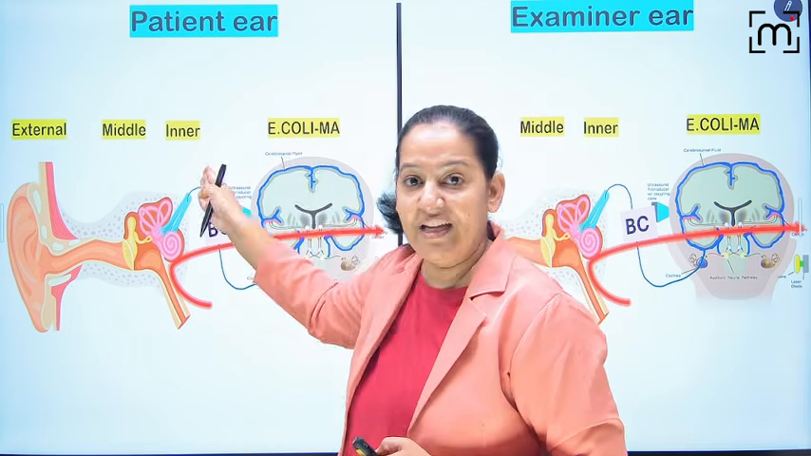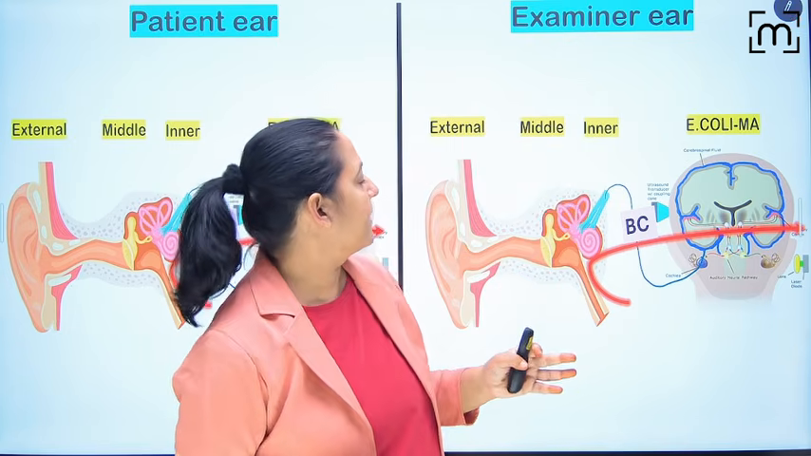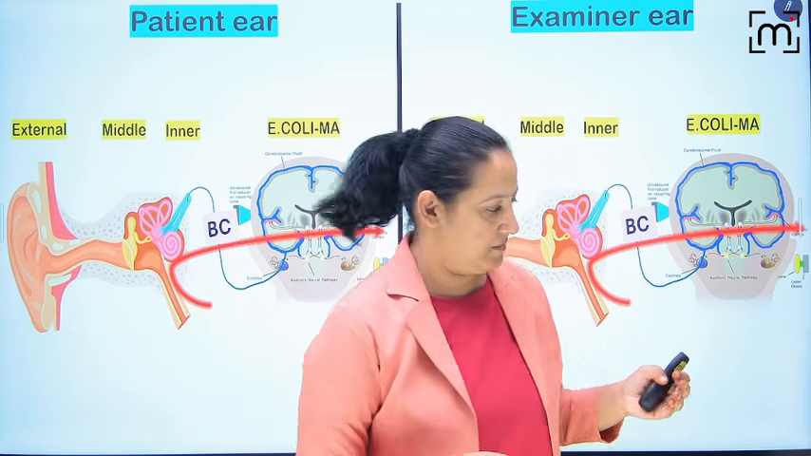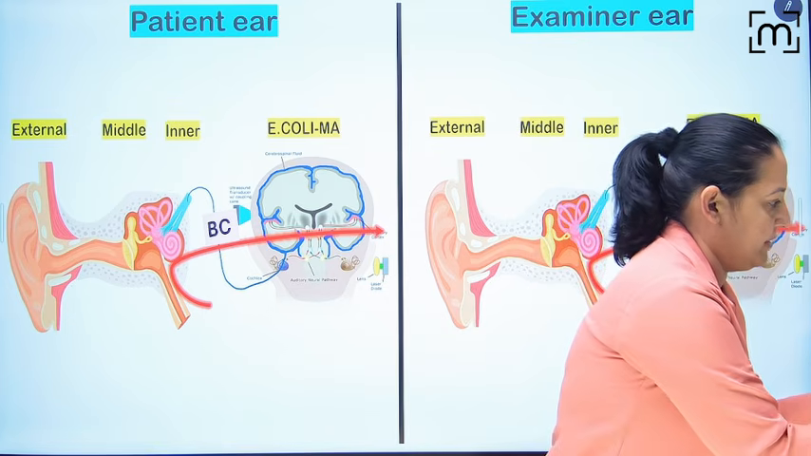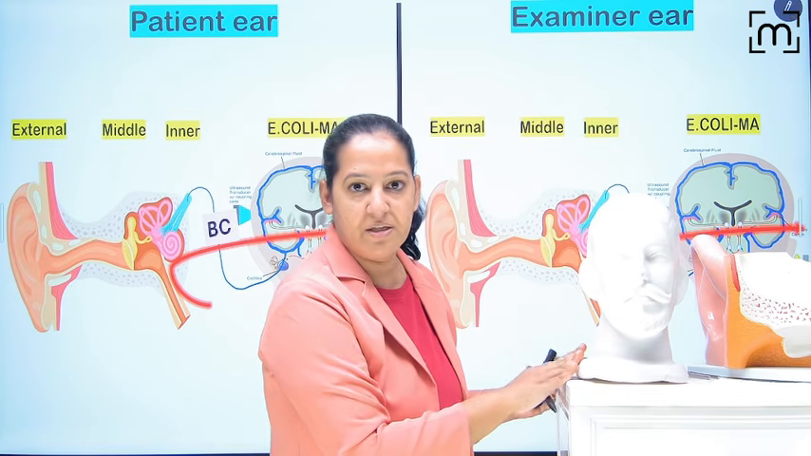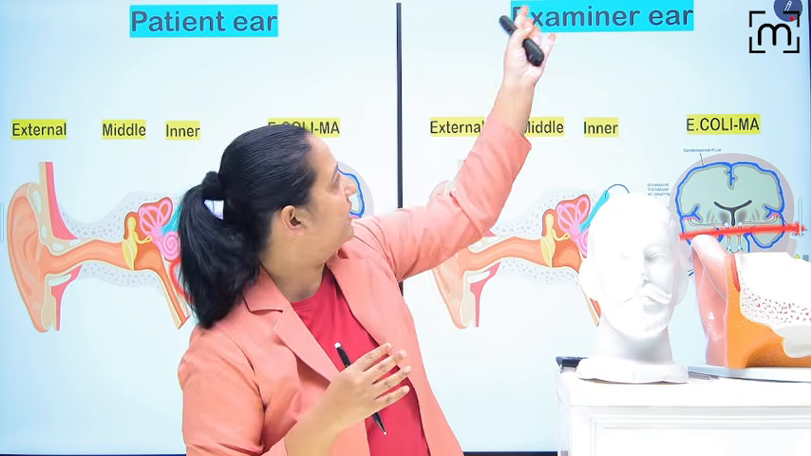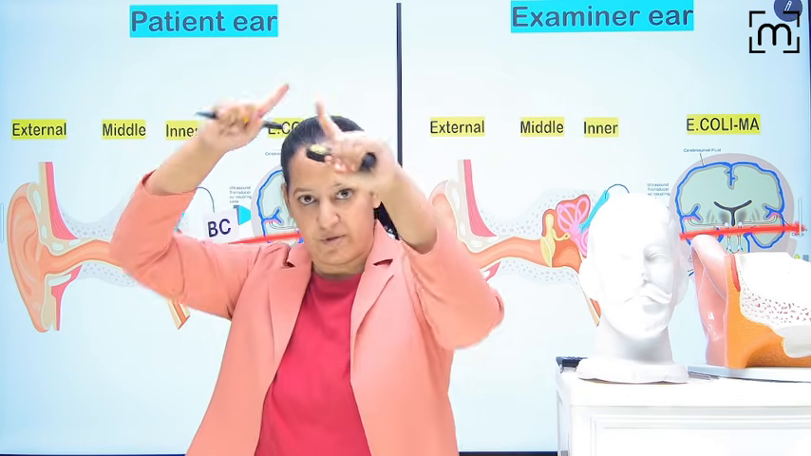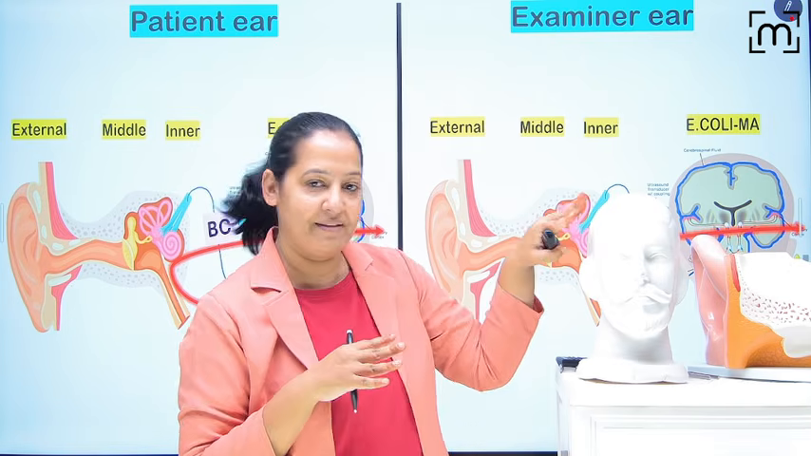So this is the patient's ear. This is the examiner's ear. Opposite side it's happening. Okay, this is my patient and I am the examiner. Although here examiner is written and here patient, we are opposite. I am the examiner and this is my patient.